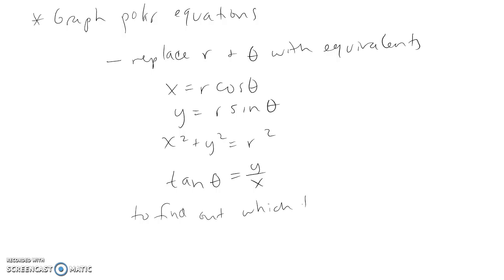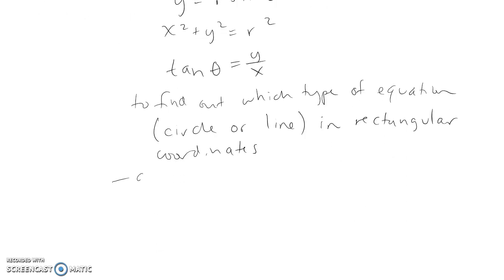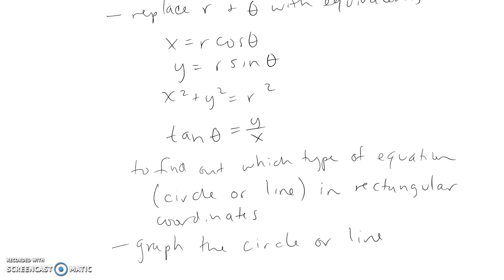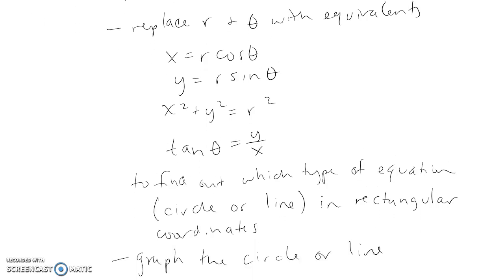Anyway, you do that to find out which type of equation, for us, again, it's either going to be a circle or a line in rectangular coordinates that it would be. And then you graph that circle or line. Right? Later in Calculus 2, so this is graphing polar equations for now, right? Because we're not going to do very many complicated ones.